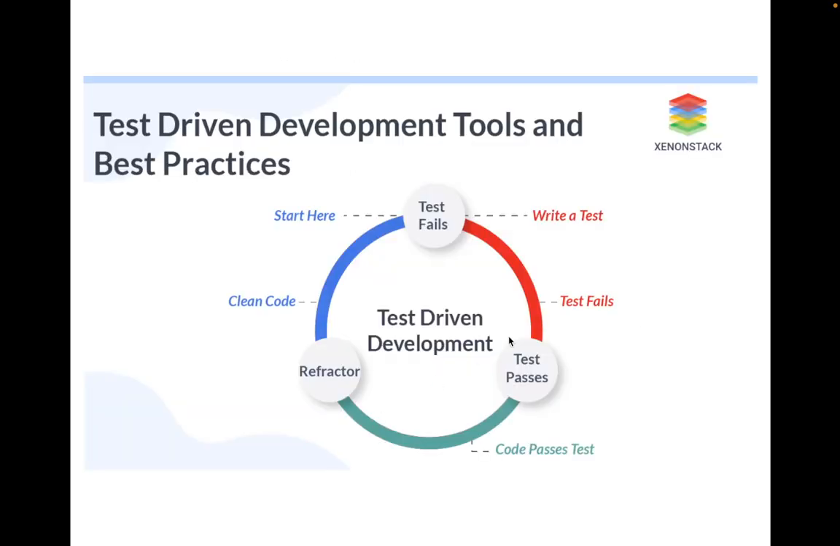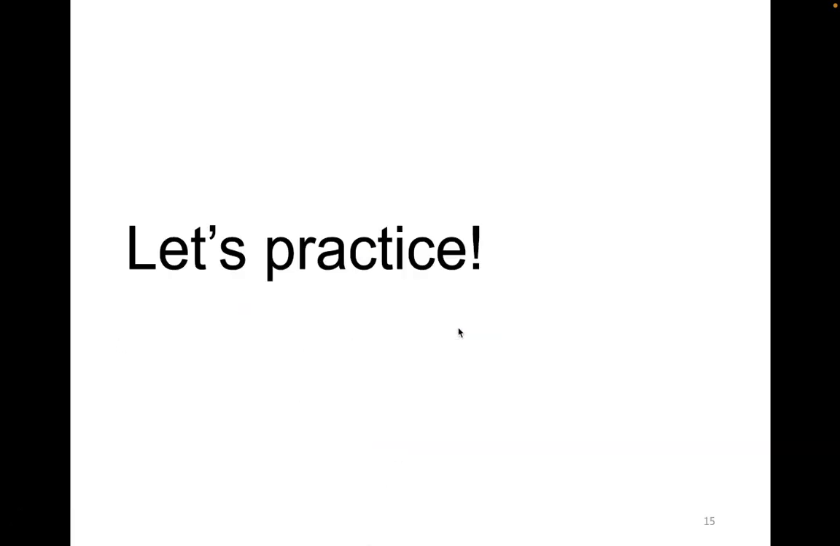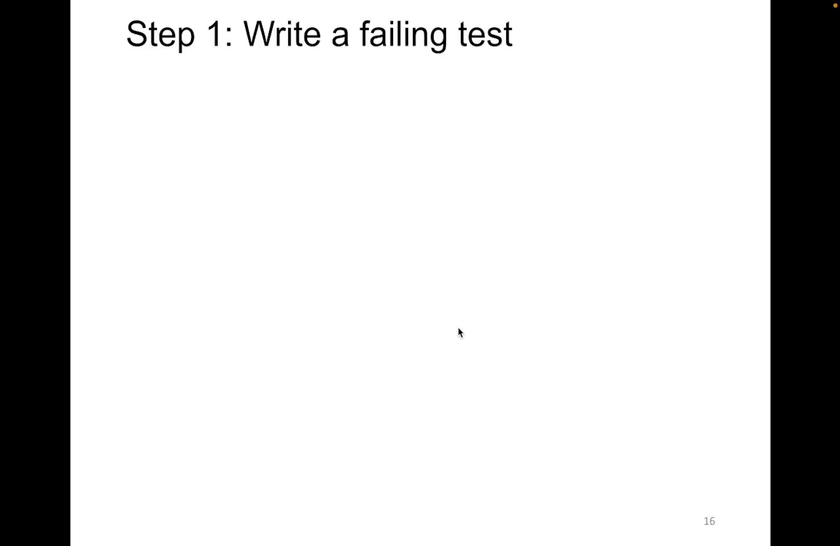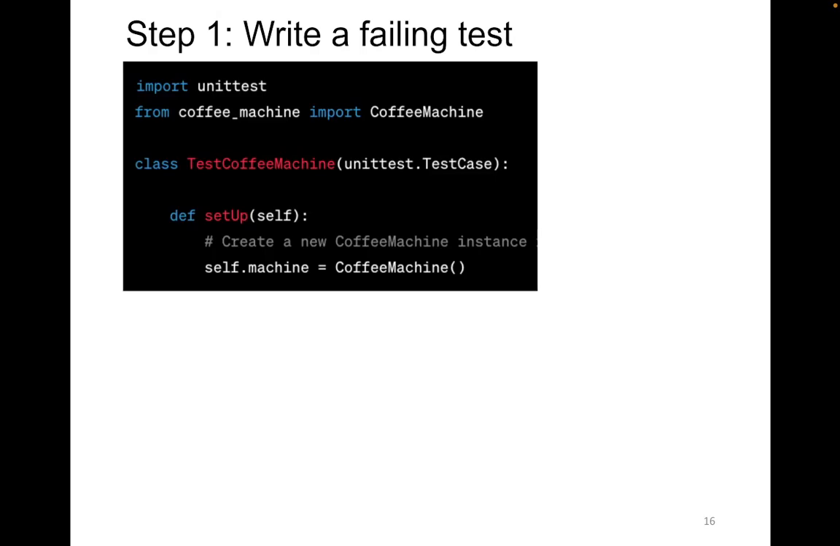Okay, so the cycle: you write a test, it fails. You write some code until it passes, then you refactor, and then you go into cycles. Let's see an example. We will continue with the coffee machine. So now we first will write a failing test.